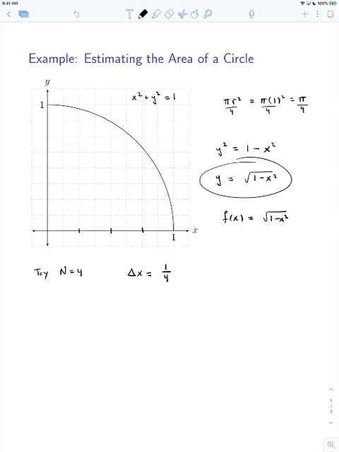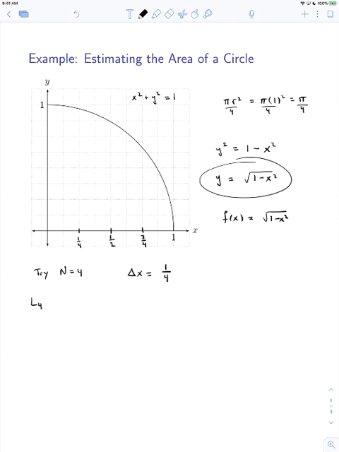Now, how did I know that? Because the total length is 1, and I'm dividing it into 4 pieces. So this is 1/4, this is 2/4, which is 1/2, and this is 3/4, and finally we have 4/4, which is 1. I can do left sums or I can do right sums. Let's start with left sums. Let's do L sub 4.